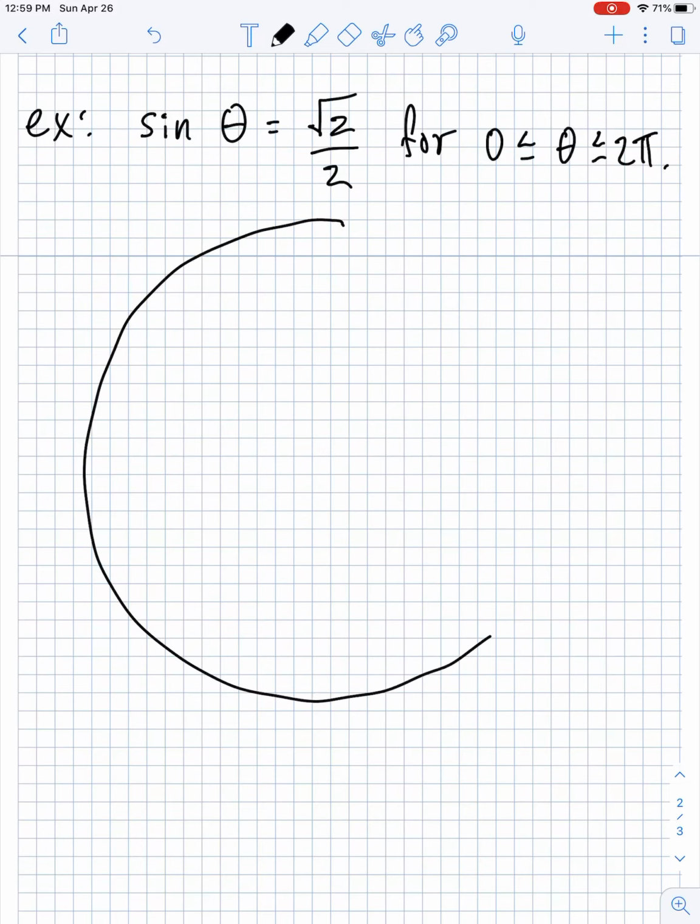Let's do a big circle. That's a pretty good circle, Jolly. Freehand, thank you.